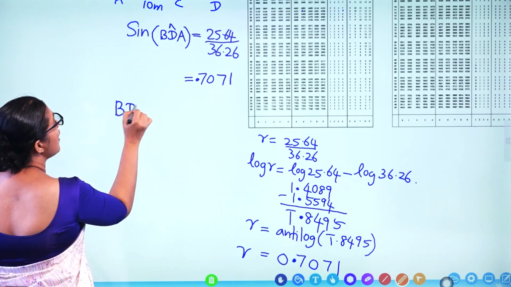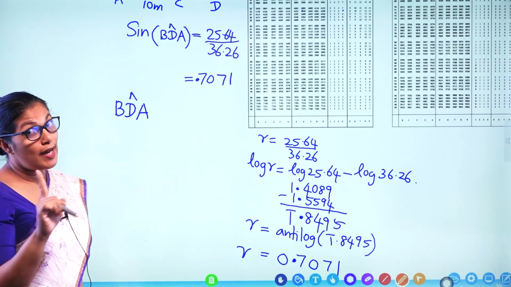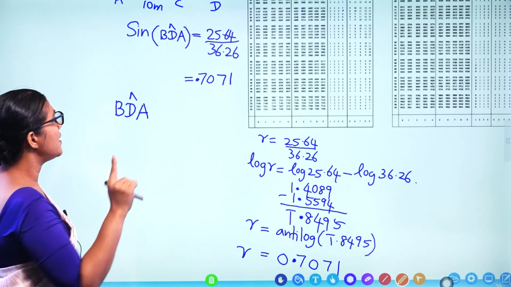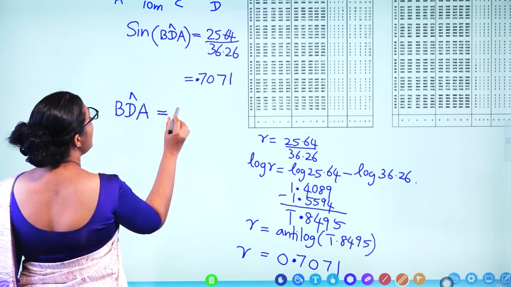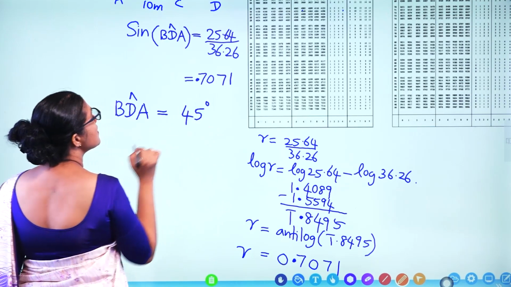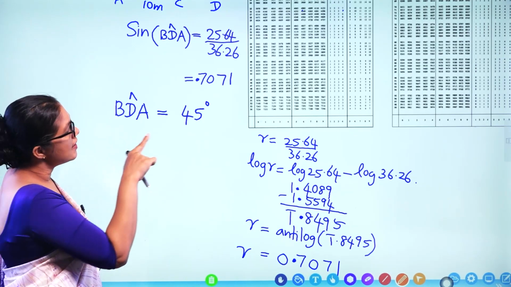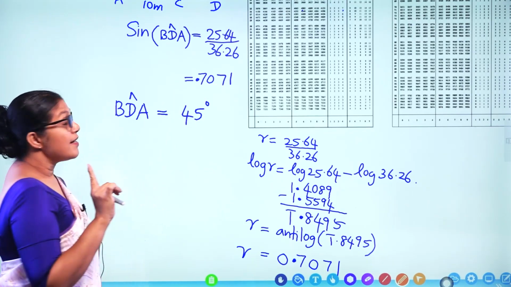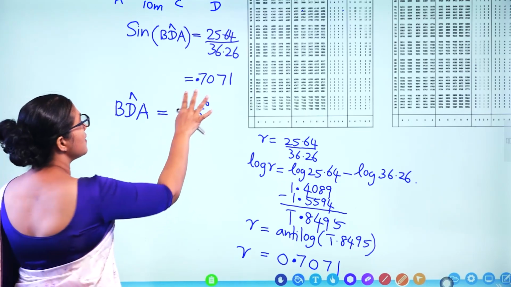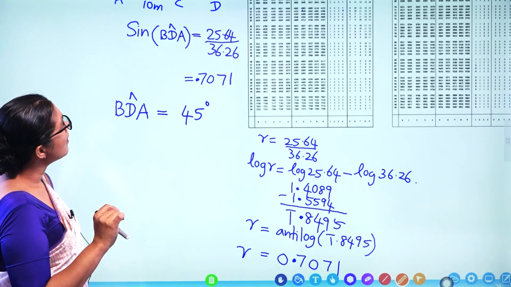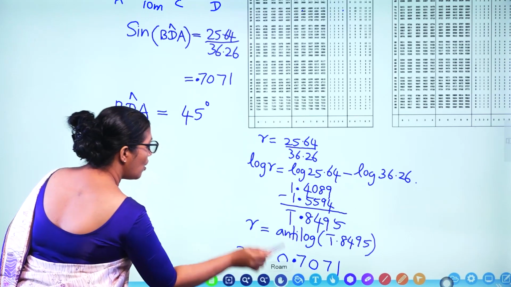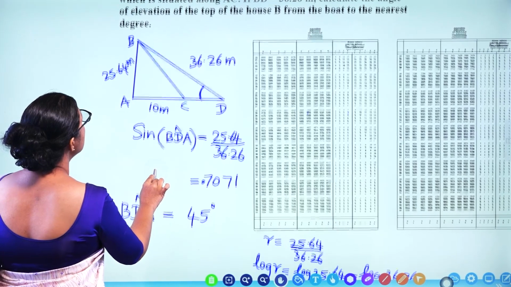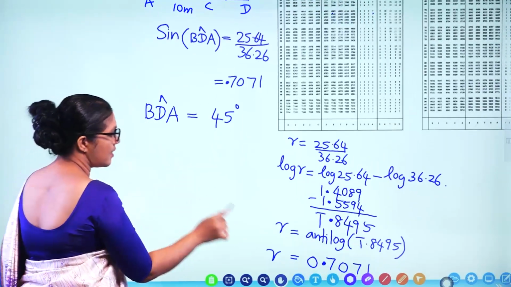So you can do that, but I remember the sine value of this. When you get 45, check with the table, sine 45 is this value. So BDA is 45 degrees. Because here the logarithmic tables we referred, but this is a standard value, 45, I remember. This is 45. Now we found the angle. So what's the question here? Angle of elevation to the nearest degree. So that's 45 degrees.